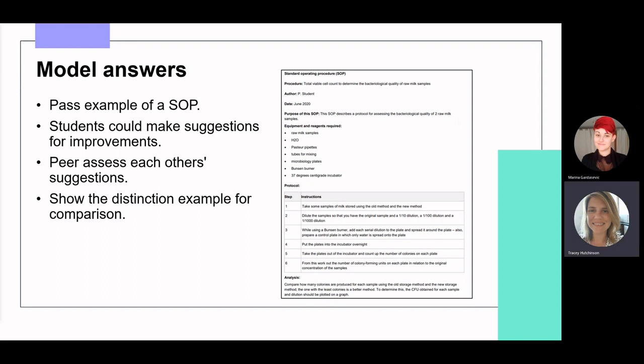Here is an example from laboratory science in regards to model answers, where this is an example of a pass level standard operating procedure. You could have students evaluate this, identify positives, and suggest improvements. They could even peer review each other's evaluations. Then you could give students the distinction example for comparison.